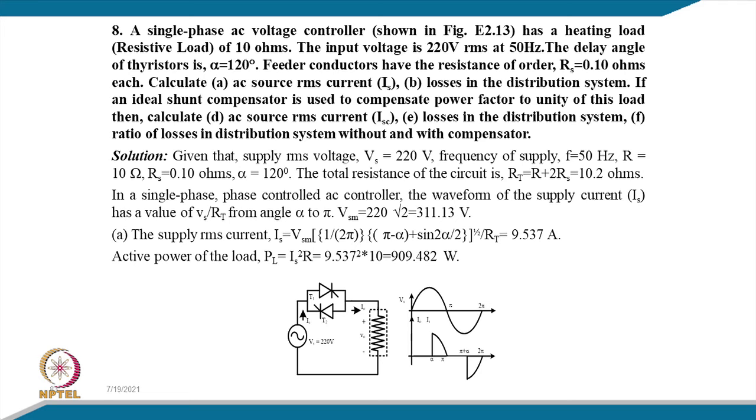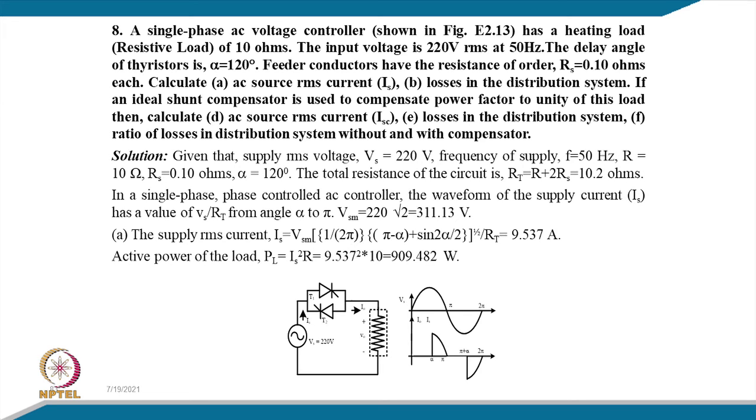If an ideal shunt compensator is used to compensate the power factor of this load to unity, then calculate the AC source RMS current, the losses in the distribution system, and the ratio of the losses in the distribution system without and with the compensator. So, what we are saying here is that in parallel to this we will be putting a compensator, which will make this current sinusoidal, and the reactive power of it is also supposed to be compensated. So, we have to just find out what the data will be there.